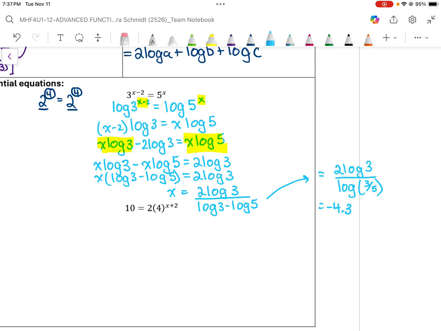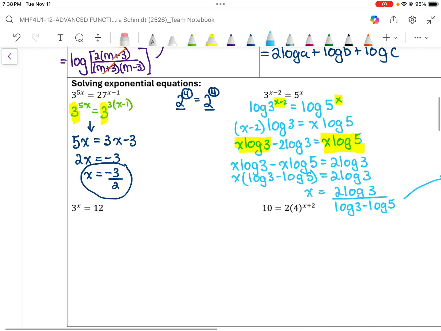2 log 3. Okay, sorry. 2 times log 3 divided by log 3 minus log 5. Yeah, okay, that's right. Sorry, delay in the video there.